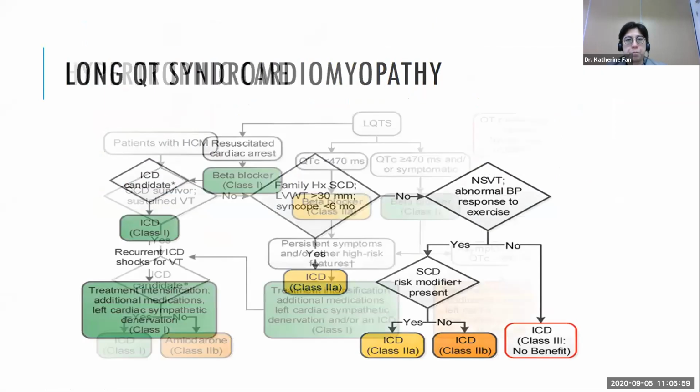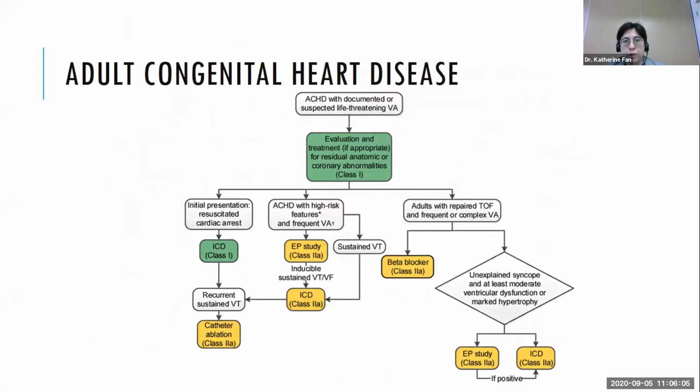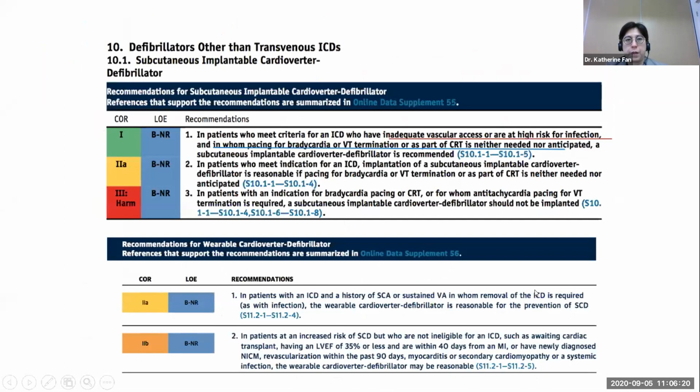Others would be long QT syndrome shown here, Brugada syndrome, and adult congenital heart disease, another group that we should not forget because some of them have a high risk of frequent VAs, especially TOF, being mentioned here, and TOF patients who present with syncope and ventricular dysfunction. They also talk about non-transvenous ICDs, such as the subcutaneous implantable cardioverter defibrillator. They give criteria here, such as inadequate vascular access, high risk for infection, or where pacing for bradycardia or CRT is not needed.